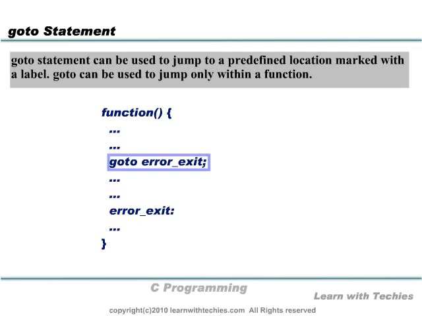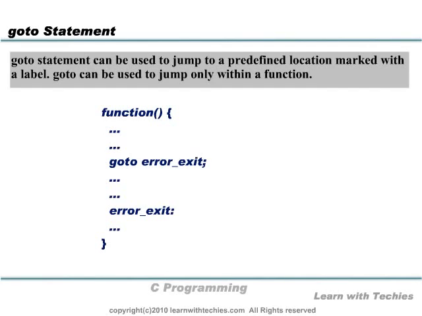The word following the goto keyword is the label. You can mark the location of this label in the function using the syntax shown here. The label is ended with a colon. When the goto statement is executed, the program will jump to the label which was marked in the function. Goto statement can be used for both forward and backward jumps within a function.